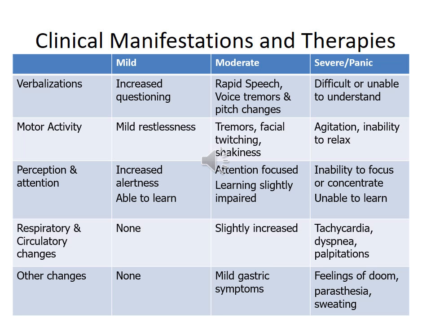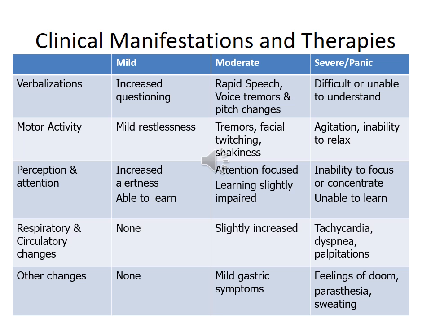So with mild, we have increased questioning, mild restlessness, increased alertness. We're able to learn. We're usually in this mode when we're studying, when we're preparing for exams, when we're dealing with things we got to deal with on a day-to-day basis. So it's usually where we live, and it's not a bad thing. I mean, some people can't get things done until they get into a mildly anxious mode. So mild anxiety is that type of environment.